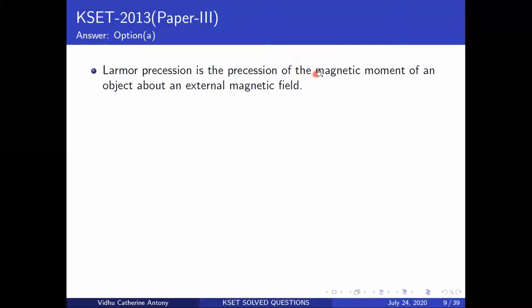The Larmor precession is the precession of the magnetic moment of an object about an external magnetic field. Let me just draw that for you. Let's say this is your electron, and this has a magnetic moment in a certain direction, let's say this is some mu. It also has a magnetic field. Now this is going to precess around this magnetic field, going in a circle, like how a top moves. When you spin the top, it goes in circles around the central axis. So your magnetic moment basically precesses around the external magnetic field.